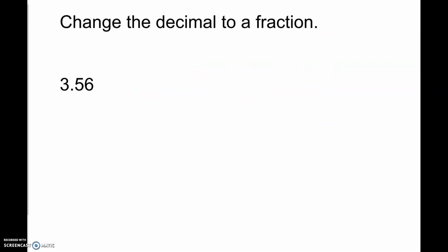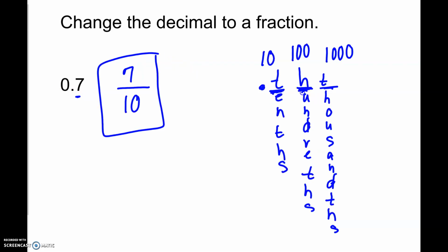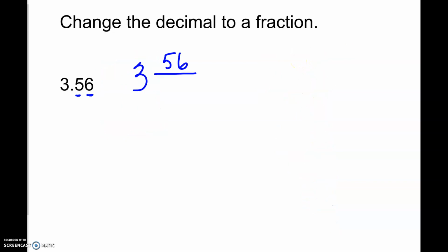All right, so we have 3 and 56/100ths. So 3 as our whole number, and then our fraction, we have 56. Now this is over 1, 2 places. So 2 places, if you recall, is the hundredths. So we have 100 on the bottom here. And now we need to simplify. So what number goes into both 56 and 100?